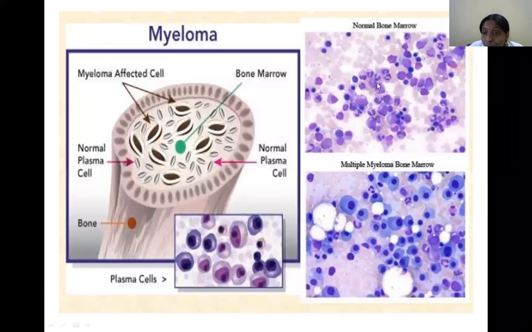This is a normal bone marrow slide. Examination of multiple myeloma bone marrow reveals the presence of a large number of abnormal plasma cells, consisting of lytic lesions here.